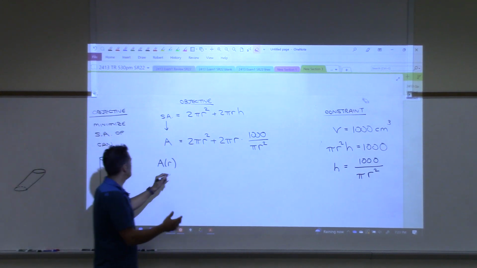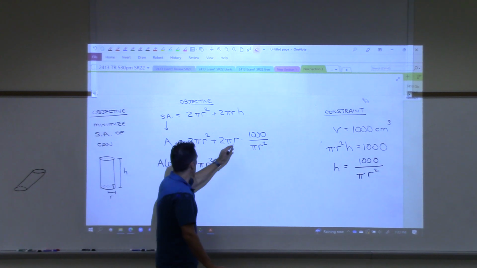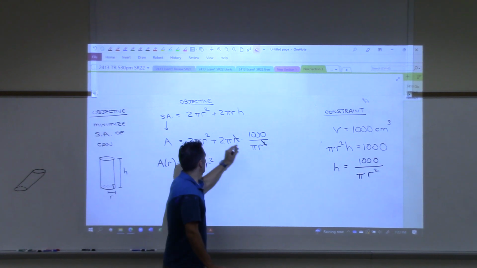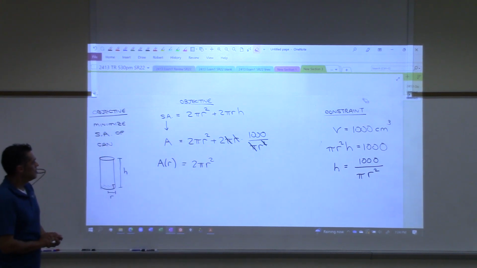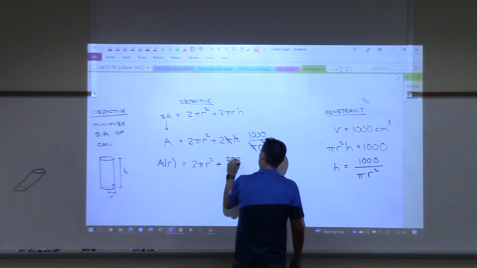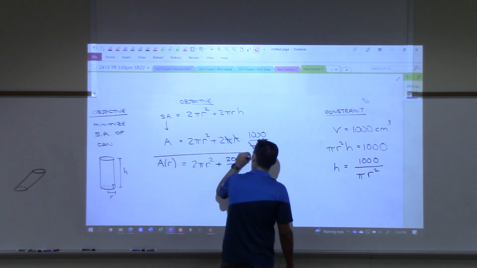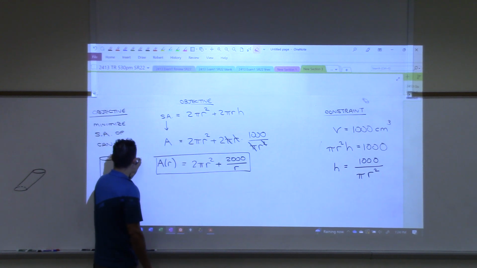We're going to just clean up first. There's a few things that clean up. 2 pi r squared. Okay, let's see. One of these r's cancels, and the pi's are gone completely, right? So we just get 2,000 on top and an r on the bottom, plus 2,000 over r. This is our somewhat clean objective function.